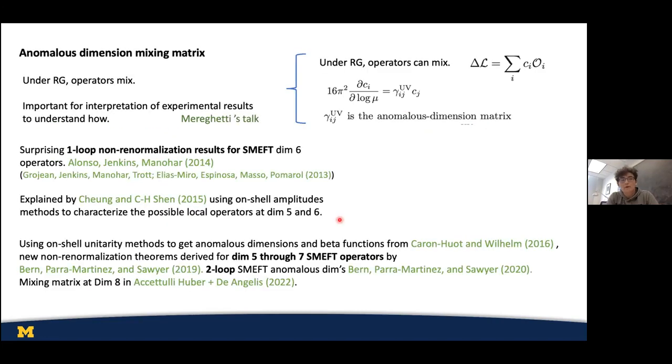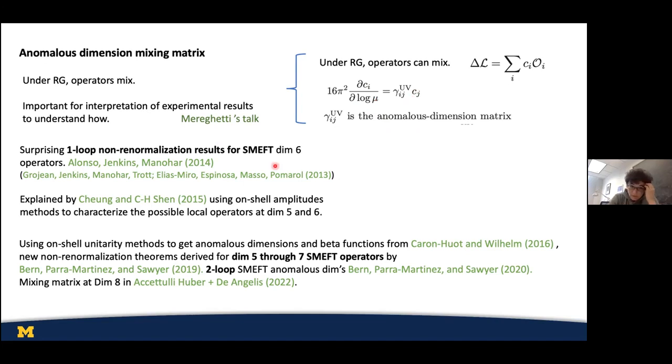Now, an important thing for experimental connection from SMEFT to the actual experimental results is to understand how these operators mix on the renormalization group. And so this is, of course, relevant for Merighetti's talk. So under the RG, the operators mix. And in particular, we can ask how the J operator coefficient, so it's coefficients C_I and C_J here, how the J operator affects the flow of the I operator under the renormalization group. And here mu is the renormalization scale. And that is encoded in the anomalous dimension matrix.